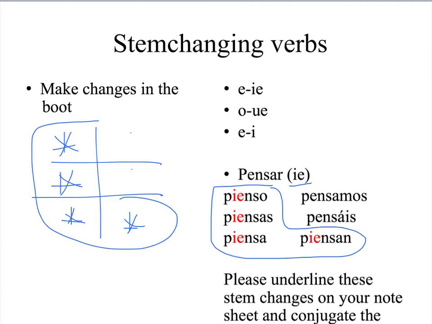I would also like you to do some verbs for practice. For an O to UE verb, I would like you to do the verb encontrar. For an E to IE verb, I would like you to do the verb, let me think here. For E to IE, I would like you to do the verb comenzar. And for E to I would like you to do the verb vestir. Tomorrow when we look at your notes, we'll take a look at that and see if we've done them correctly.